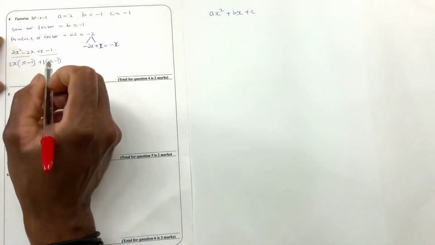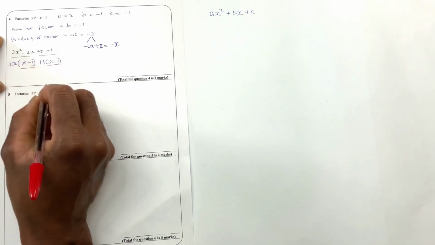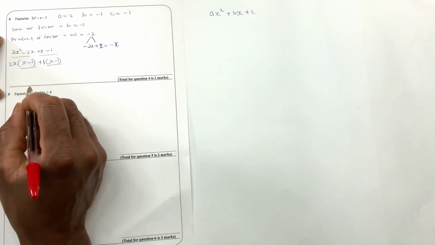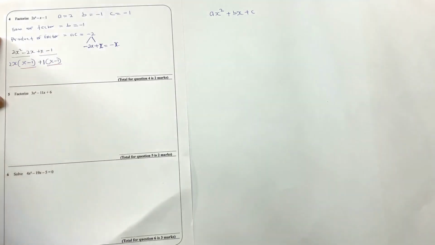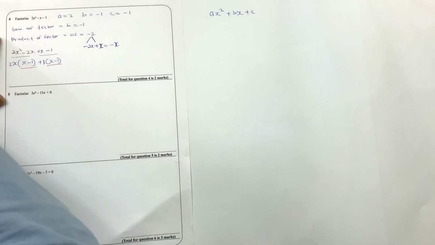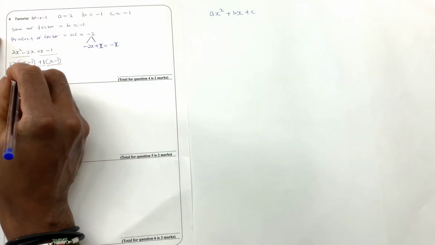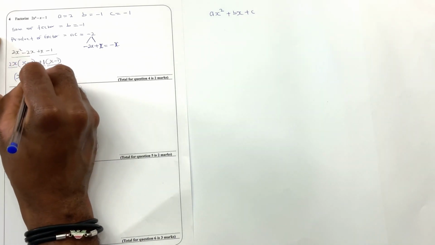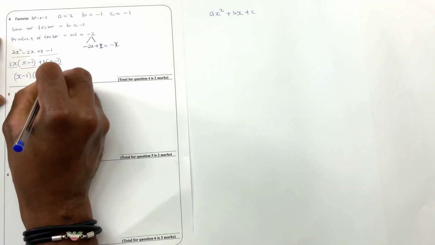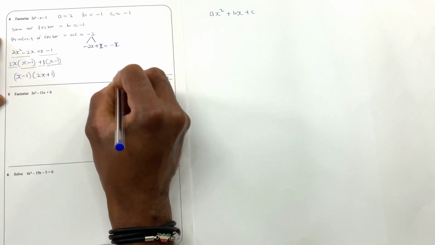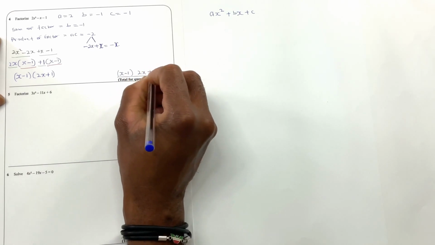Now you can see there's a common factor. If I expand this, I get that back, and if I expand that, I get that back. So now I'm left with 2x plus 1. If I take x minus 1 out, I've got left 2x plus 1. So the factors are x minus 1 and 2x plus 1.